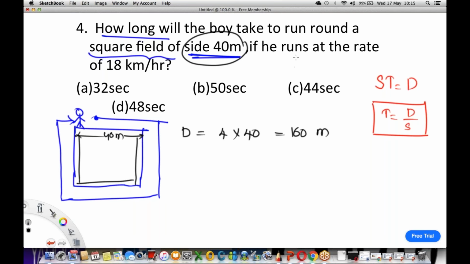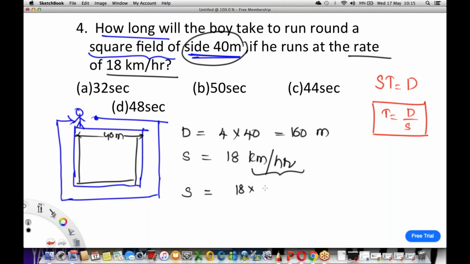So indirectly he mentioned that he runs at the rate of 18 kilometer per hour. So I have the speed. Speed is given as 18 kilometer per 1 hour. But my option choices are in seconds, so it's better to convert the speed into meter per second. I very well know that 1 kilometer per hour can be written as 5 by 18 meter per second. So I can say the speed will be 5 meter per second, and my answer is over now.